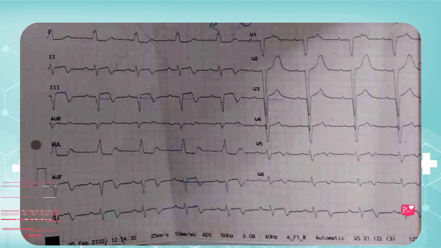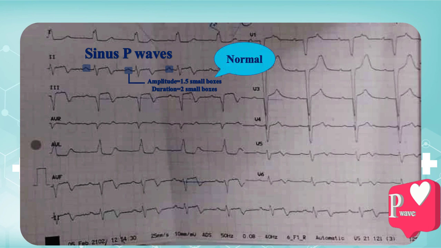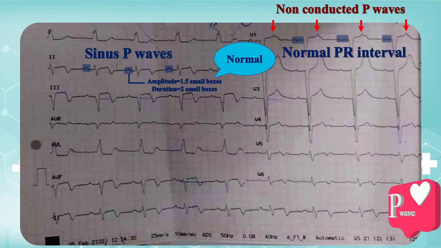Next is examining wave morphology and intervals. As we said, there are sinus P waves at rate of 120 beats per minute. The amplitude and duration of P waves are 1.5 and 2 small boxes respectively that are within normal ranges. Additionally, alternating non-conducted P waves due to 2-to-1 heart block are present. So, there is no PR interval for dropped beats. Alternating conducted P waves have normal PR interval.